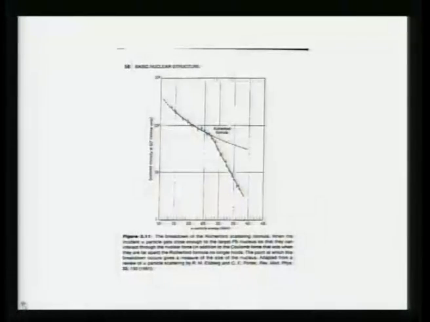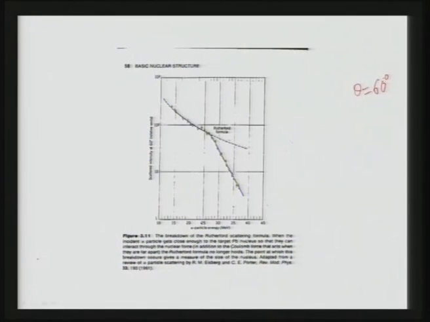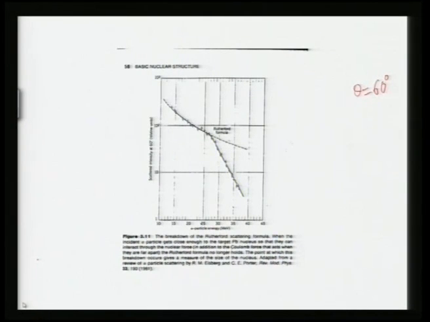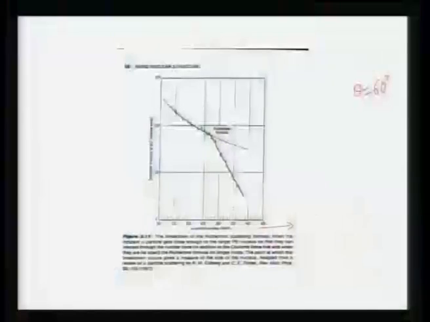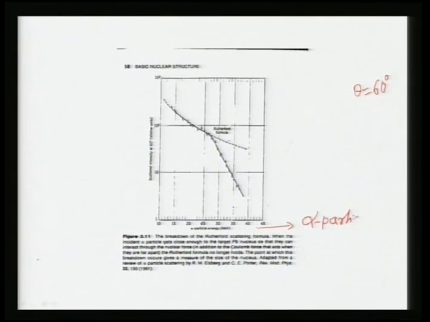Now it is on your screen. What you see is a graph. On the y axis you have the number of particles which have been received at theta equal to 60 degrees, a scattering angle of 60 degrees. So, the detector is placed to receive alpha particles scattered at 60 degrees from the initial direction in all these experiments. And on the x axis you have alpha particle kinetic energy.